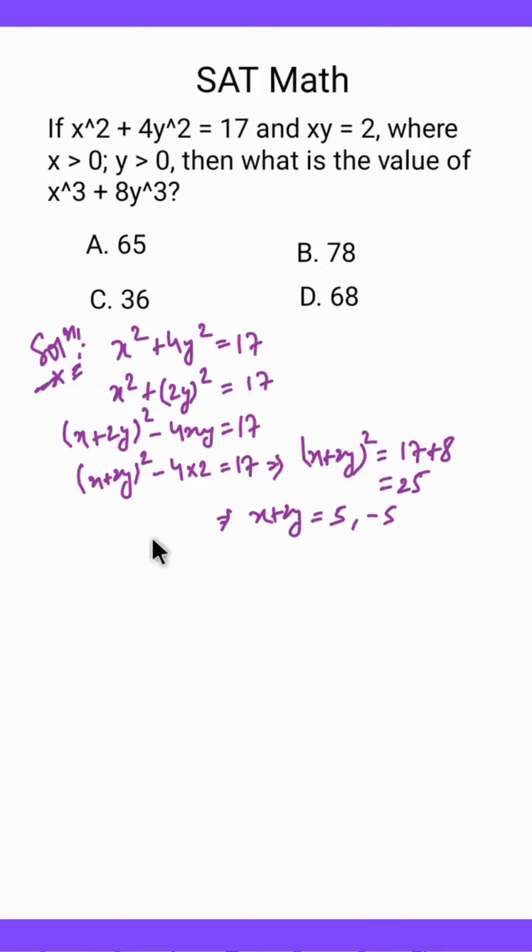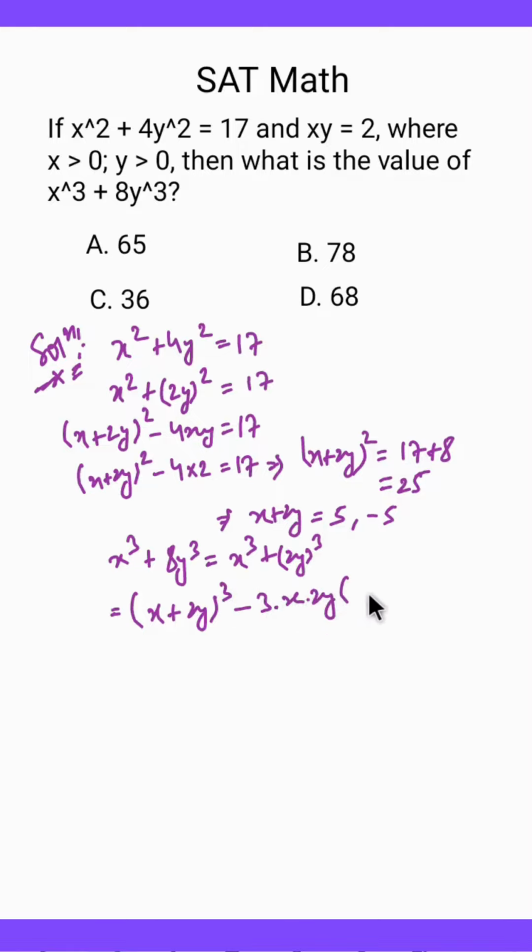So we have to find the value of x cube plus 8y cube, which can be written as x cube plus (2y) cube, and this can be equal to (x plus 2y) whole cube minus 3 times x times 2y times (x plus 2y).